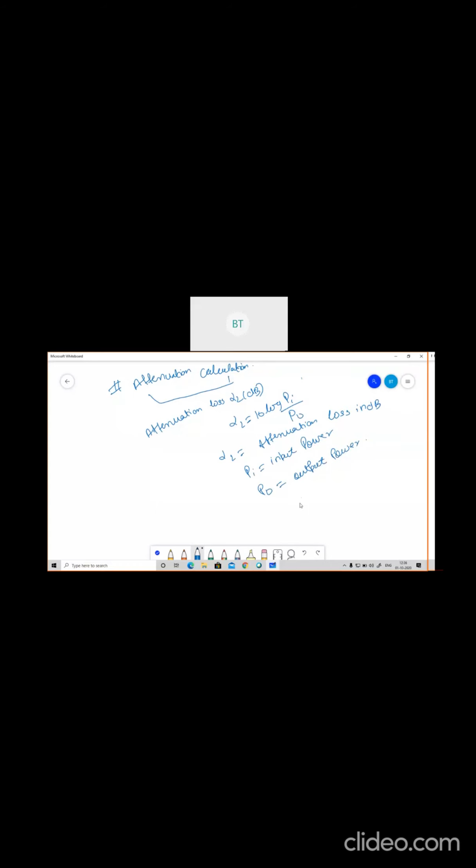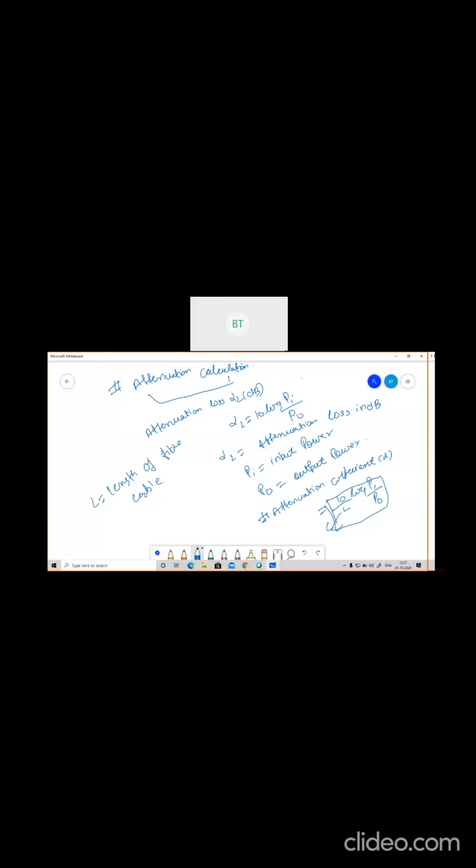Then the attenuation coefficient, that is alpha, is calculated by 10 by L log Pi by P naught. You can present the formula this way too, where L is the length of the optical fiber. As I told you, it also depends on the length of the optical fiber. If the length is more, there is a greater chance of more attenuation loss.